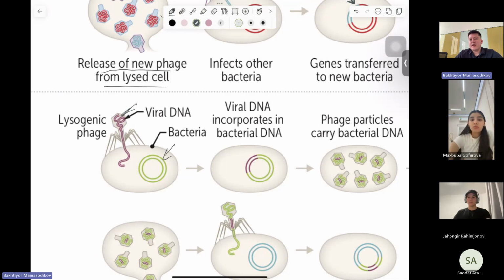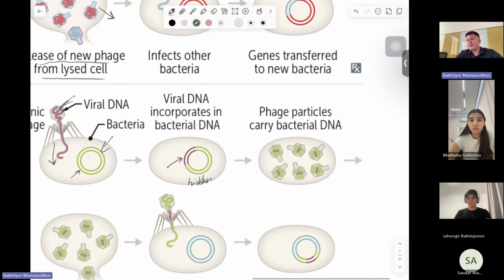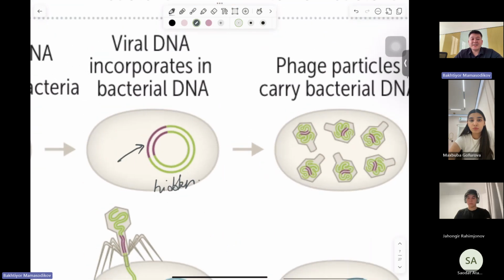The lysogenic phage inserts its viral DNA into the bacterium's chromosome. This is the bacterial chromosome. Now they have inserted that gene into the bacterial chromosome. The viral DNA stays hidden there for a while. Later, it decides to excise.